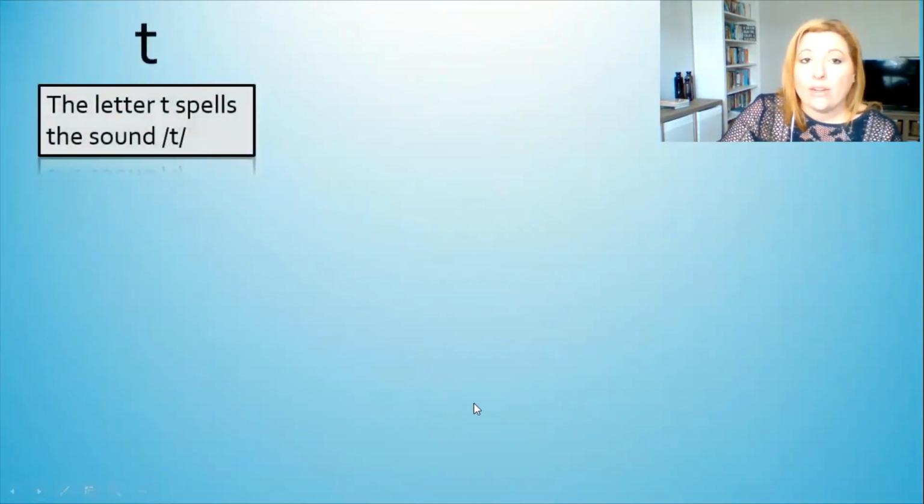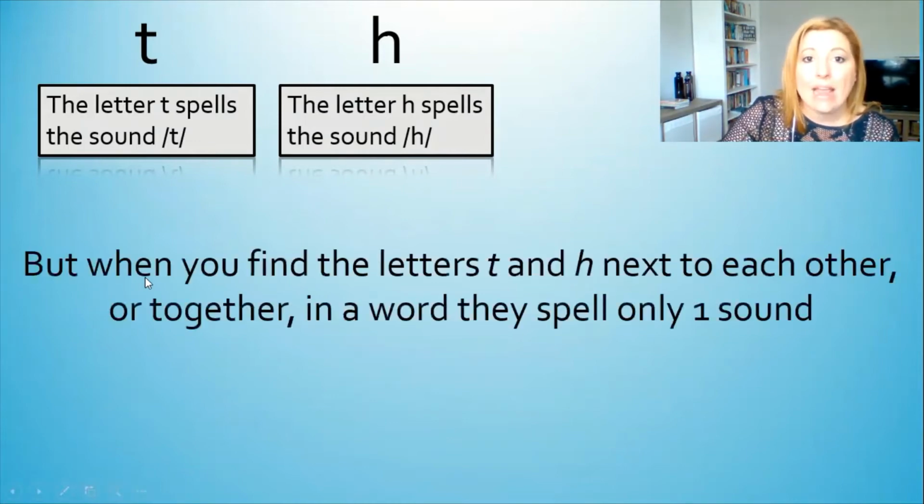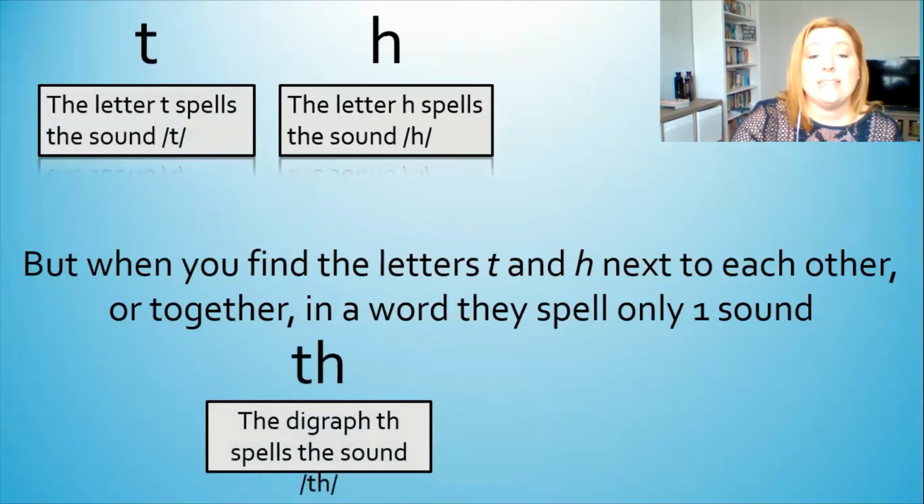So I know the letter T says t, and I know the letter H spells h. So if T spells t and H spells h, why don't we say t-h? Well, because a digraph is two letters that come together to make only one sound. So I can't use both sounds t and h. I can only have one sound. So when T and H are together, that digraph makes a different sound. It spells the sound like the first sound in the word thumb.